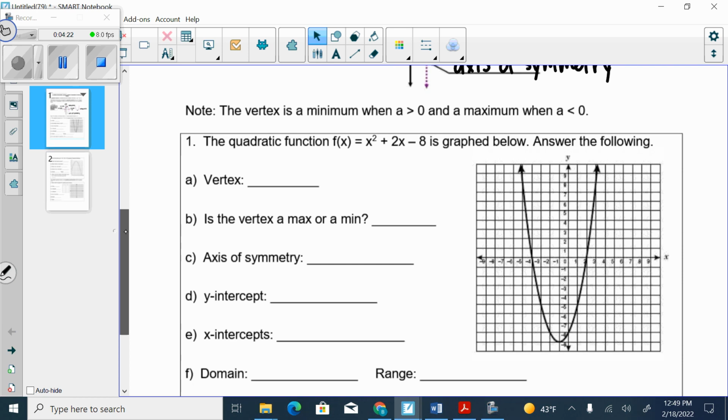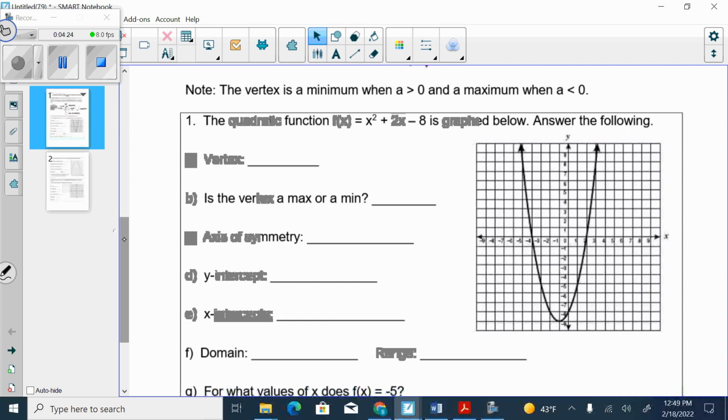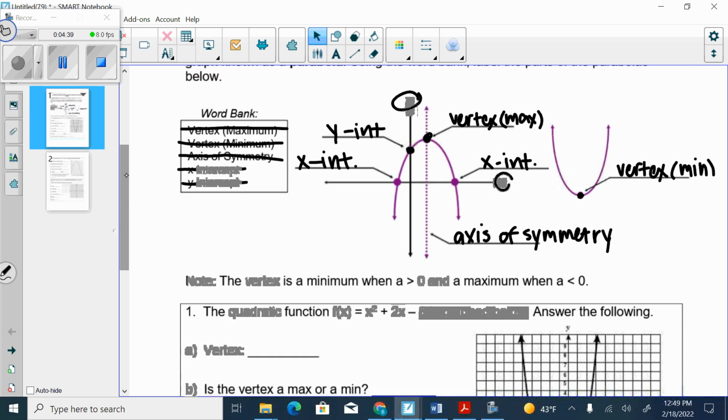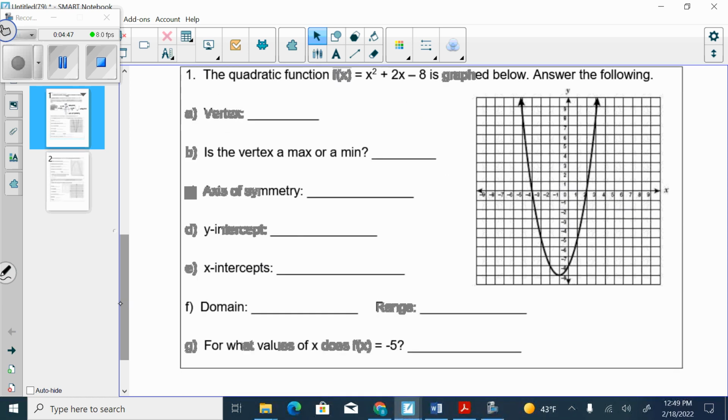Okay? All right, so whenever we get down here, it says that the quadratic function x squared plus 2x minus 8 is the one they have graphed. They want to know where the vertex is. Well, according to where we labeled, is this vertex going to be a maximum or a minimum with the way this graph is facing? It's a minimum, okay? And it should be this point right here. Well, where is that point?